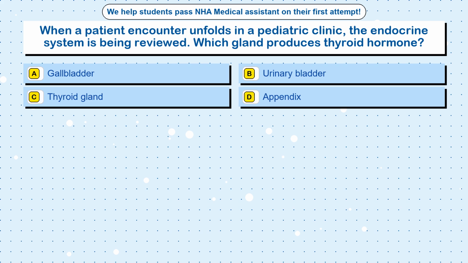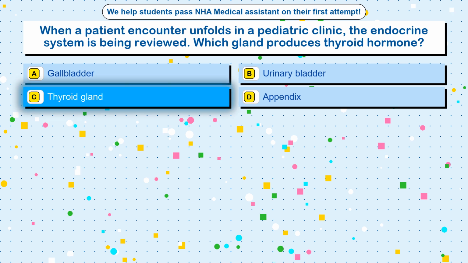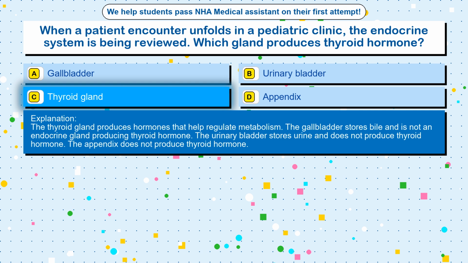Question 63. When a patient encounter unfolds in a pediatric clinic, the endocrine system is being reviewed. Which gland produces thyroid hormone? Option A. Gallbladder. Option B. Urinary bladder. Option C. Thyroid gland. Option D. Appendix. The correct answer is option C. Thyroid gland. The thyroid gland produces hormones that help regulate metabolism.